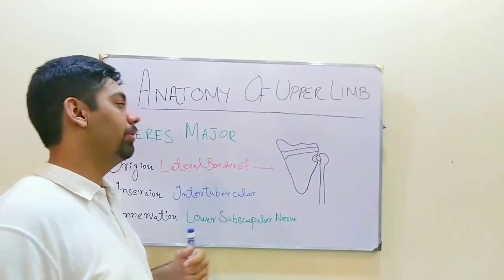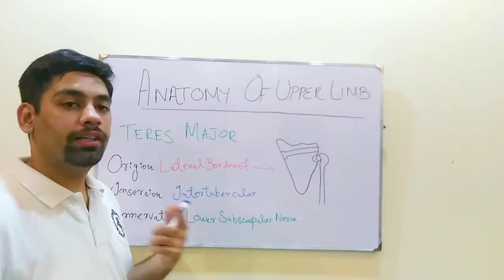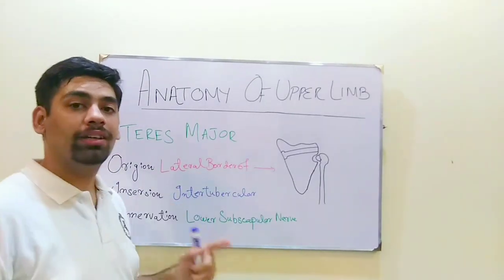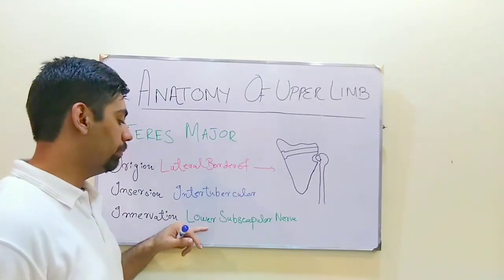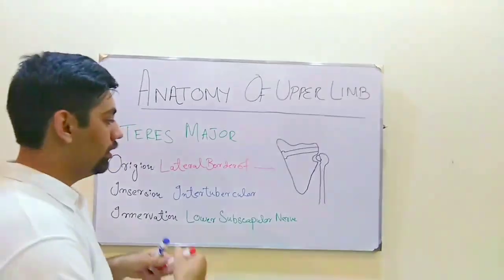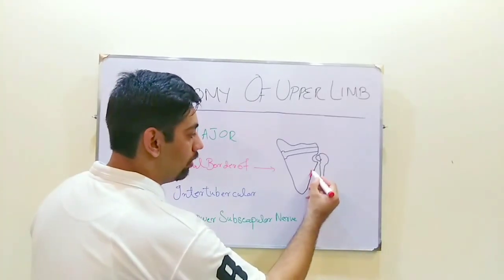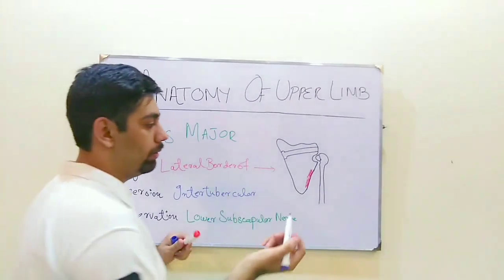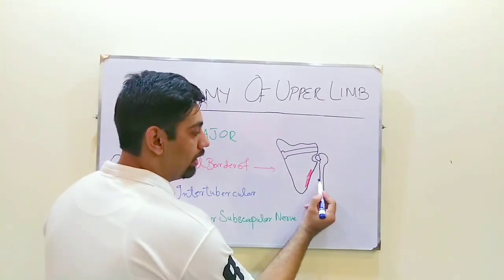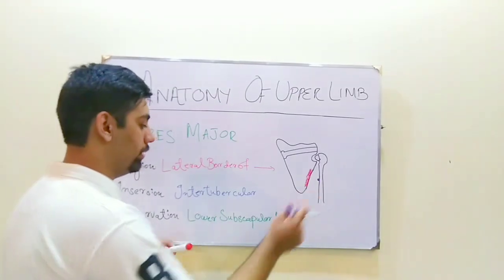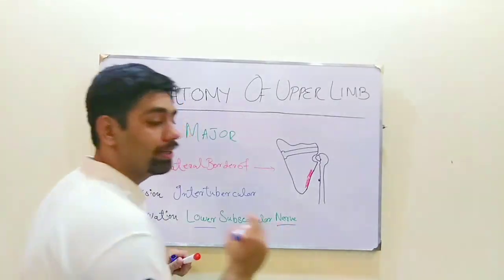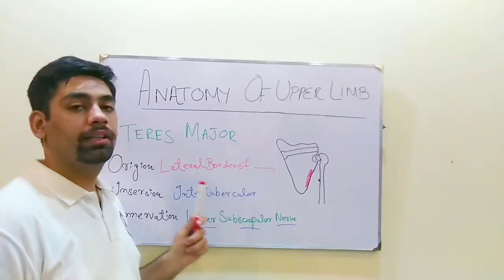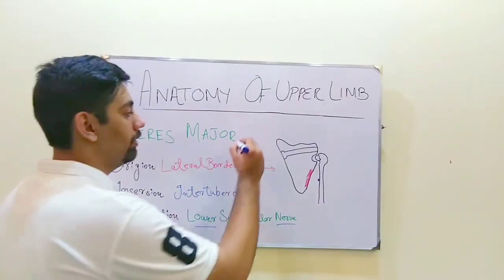Okay, now the next muscle I will be talking about is the teres major. The teres major originates from the lateral border of the scapula and gets inserted on the intertubercular groove of the humerus. It is supplied by the lower subscapular nerve. You can see here it originates from the lower 2/3 of the lateral border of the scapula and gets inserted on the intertubercular groove of the humerus, which lies right here on the anterior aspect of the humerus. It is supplied by the lower subscapular nerve. Talking about the action of the teres major, it takes part in the medial rotation of the arm. I will write here.